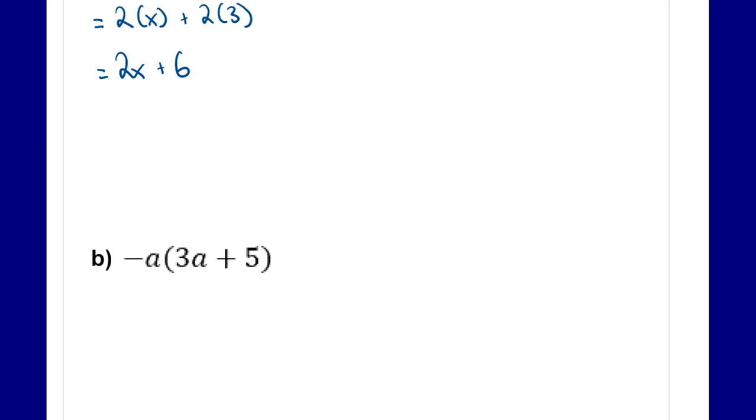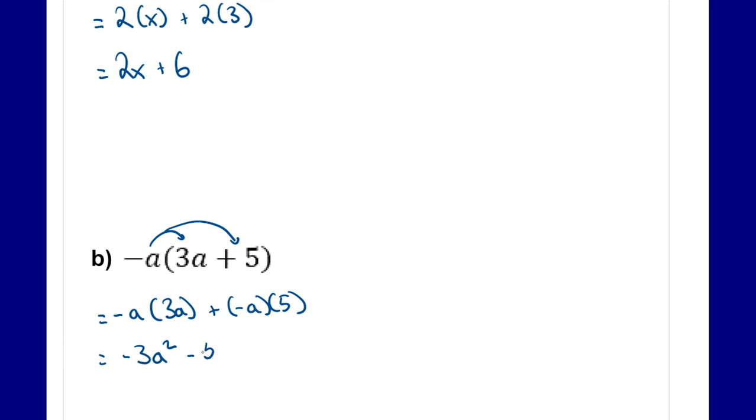The same thing applies to the next one, negative a times 3a plus 5. This negative a needs to be distributed to both terms inside the bracket. So we have negative a times 3a plus negative a times 5. We get negative 3a squared. Right? The negative times the 3, the coefficients times each other, and then the variables times each other. And then we get negative 5a.